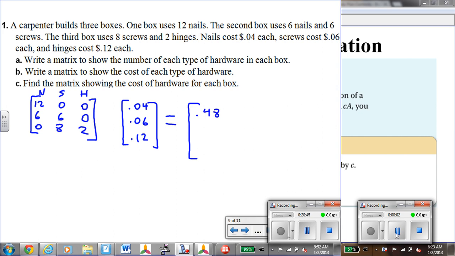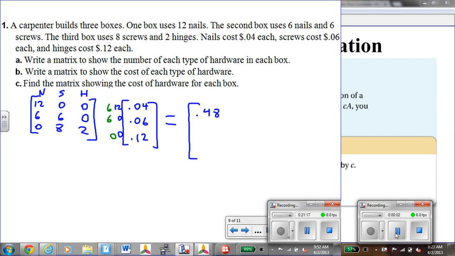What that's telling us is this. In order for you to build box 1, it's going to cost you 48 cents. Right? The next one, do you guys want me to take these numbers and flip them? Is that easier for you? Okay, here's what we did. We took 12, 0, and 0, and we ran it through, and we got 48 cents. Okay, 12 times 4 cents is 48 cents, then 0, and then 0. We added them together.